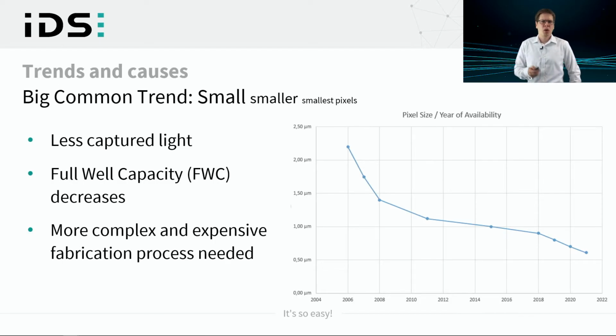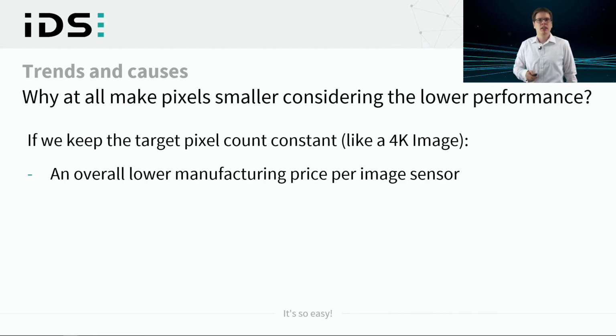So, why should smaller pixels be used, given the obvious lower performance? Only for the advertisements? If we keep the target pixel count constant, like for a resolution of 4K, and shrink the pixels, that's an overall lower manufacturing cost. Okay, I said before, a smaller pixel comes with a more complex and thus more expensive production process. But that's not all at the end. The keyword here is yield. So, what is yield?